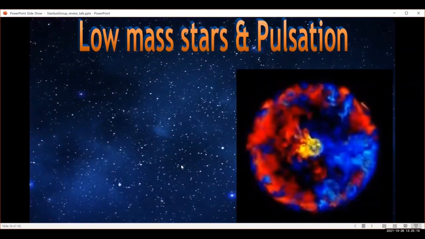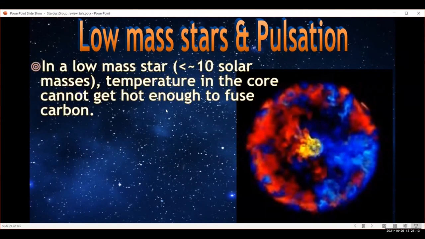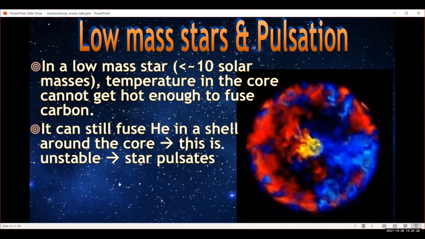When we think about these low mass stars, basically what happens is you make this carbon core, but it never gets hot enough to fuse the carbon. So it just gets stuck at carbon. We're still getting the helium fusion that we talked about. And that helium fusion, along with just the general structure of the star, means that you've got some instabilities, and the star pulses in a number of different ways.